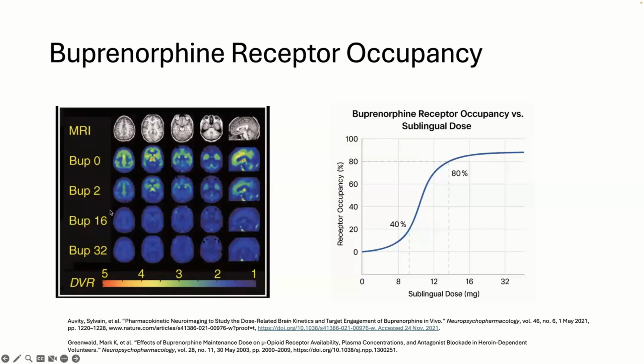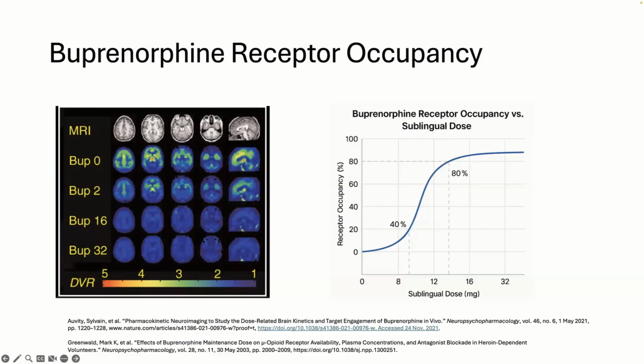As you can see, as the dose increases, you have less and less available mu opioid receptors. And there have been other studies done comparing the dosing to an estimated receptor occupancy as well.